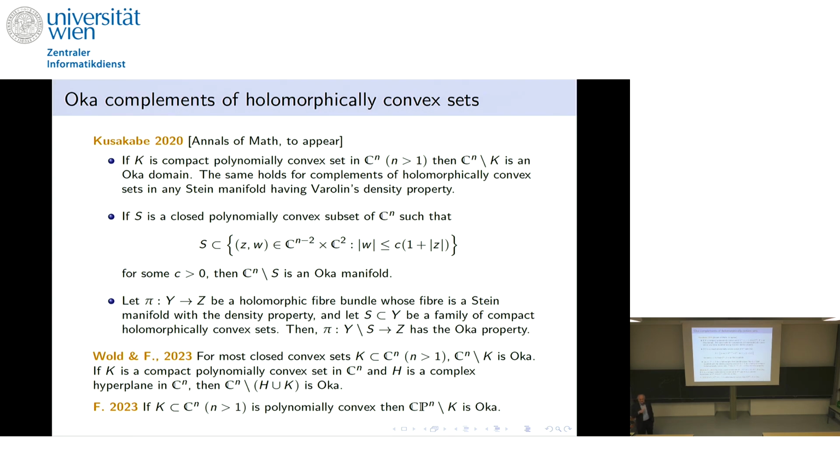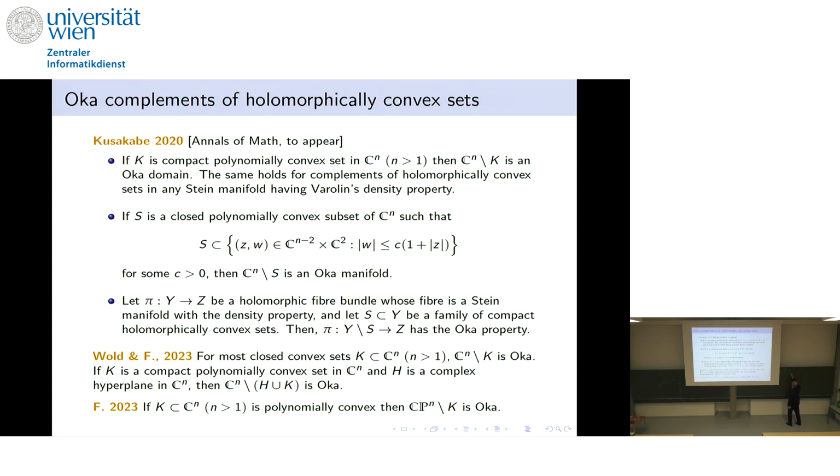This was a long time open question, even for the case when K is the ball. The same is true, with essentially the same proof, if you replace Euclidean space by one of the Stein manifolds having Varolin's density property. I will define this later. This density property means, again, that there are lots of complete holomorphic vector fields on the manifold. Maybe I'll give you an idea of this, how you see that.